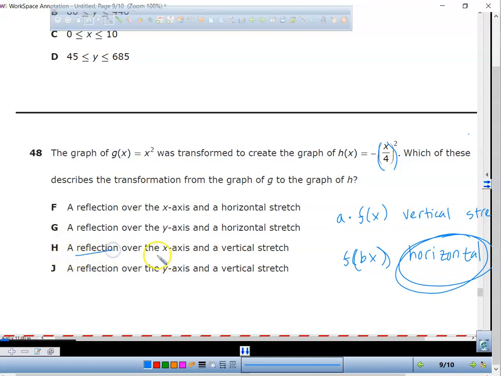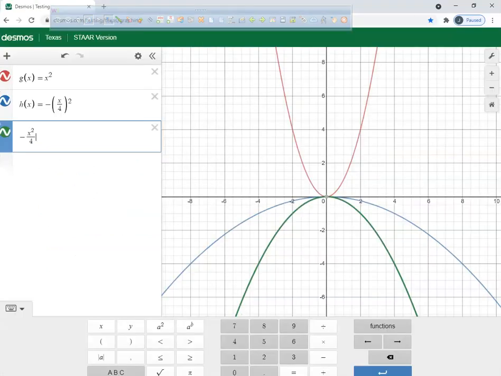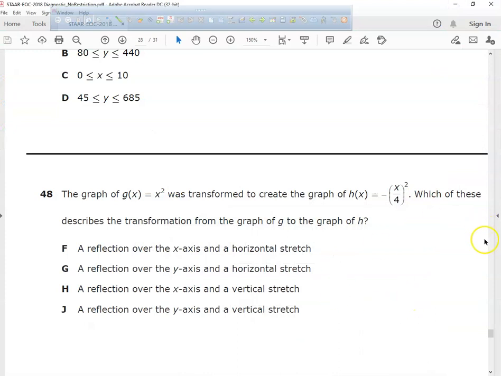This is a reflection over the x-axis, and it's not a vertical, it's a horizontal. So the answer is F. It's a reflection over the x-axis, and it's a horizontal stretch, not a vertical. Now, which one would be vertical? Let me show you something real quick. Guys, this right here would be vertically shrunk. This is horizontally compressed. This is vertically shrunk. But we're going to be getting into that soon. So the answer is answer choice F for 48.